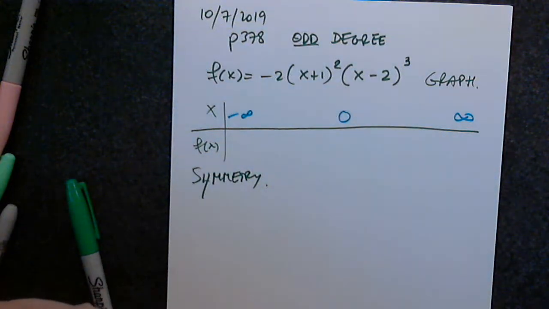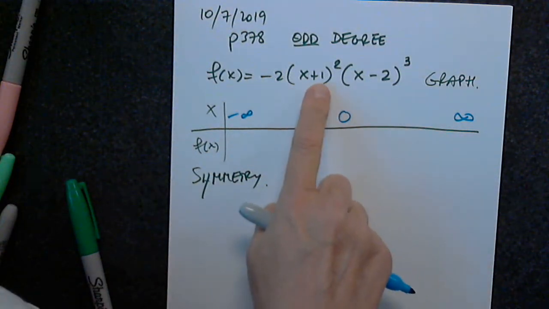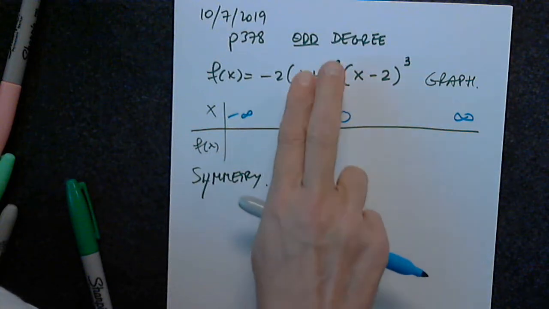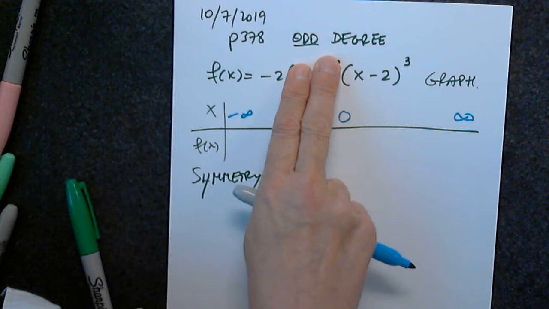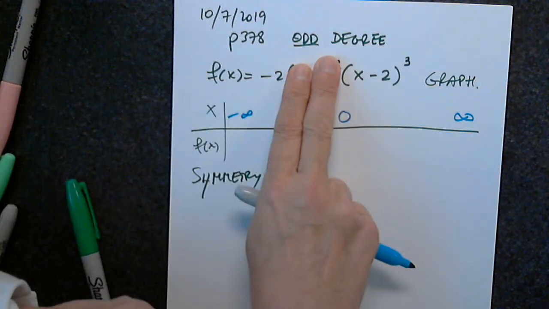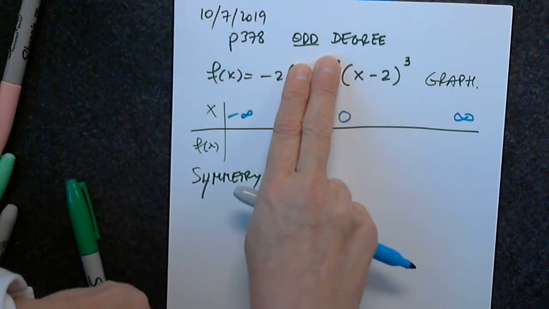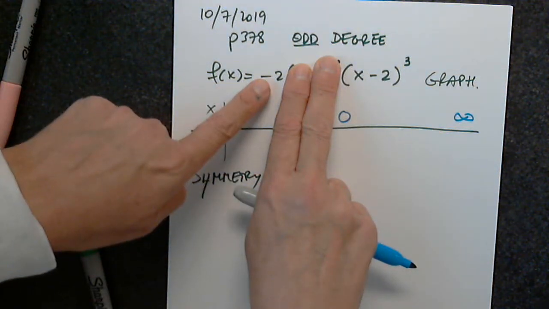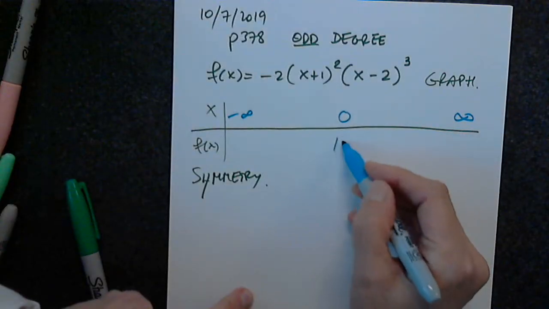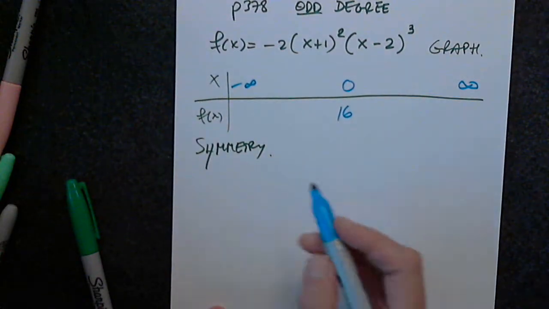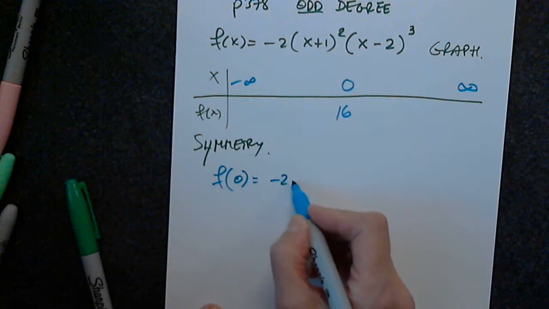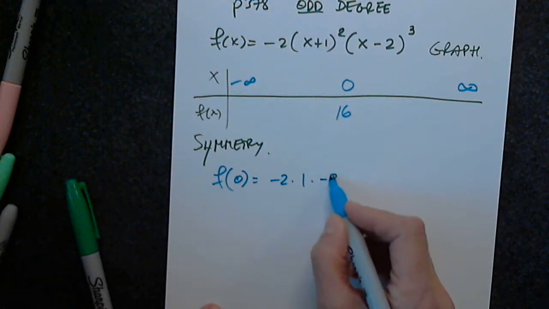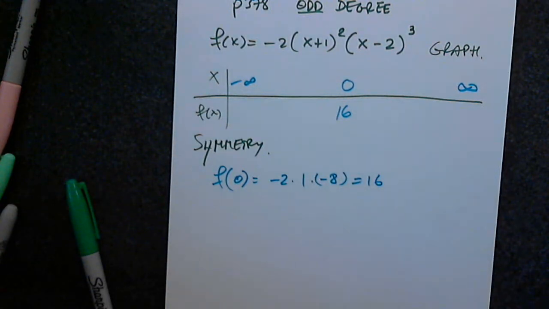Let's continue with the y-intercept. When I plug in 0, let's do this together. 0 plus 1, 1 squared. Done. 0 minus 2, negative 2 cubed. Careful. Negative 8 times negative 2. You don't have to do it like that. We just wanted to do it quickly. But you can write f of 0, which is negative 2 times 1 times negative 8, and you get 16.